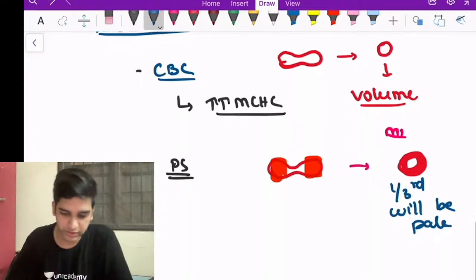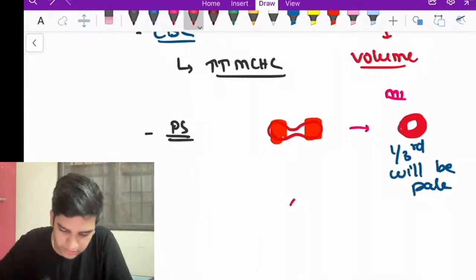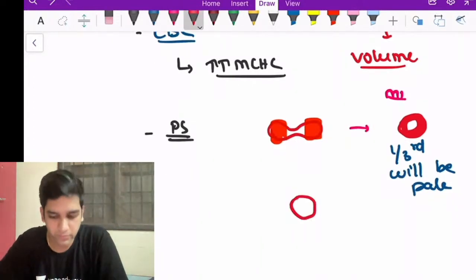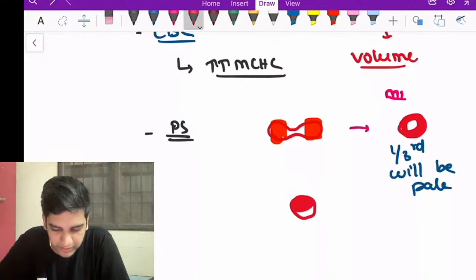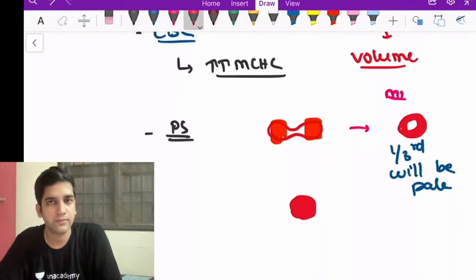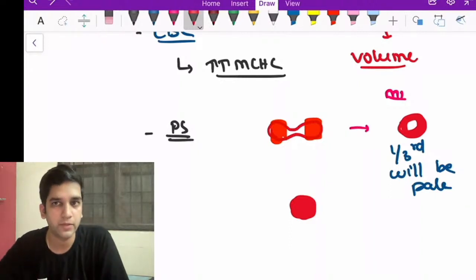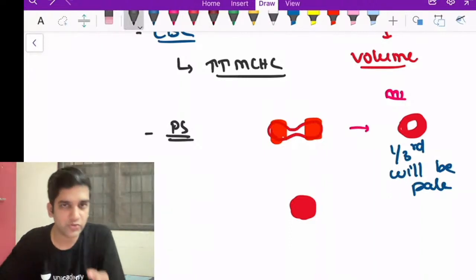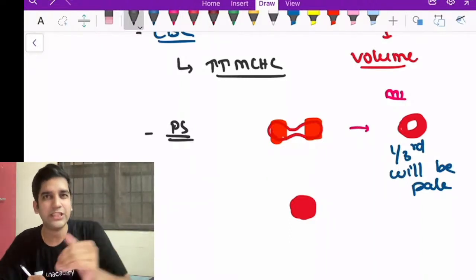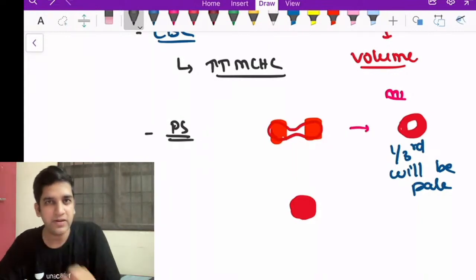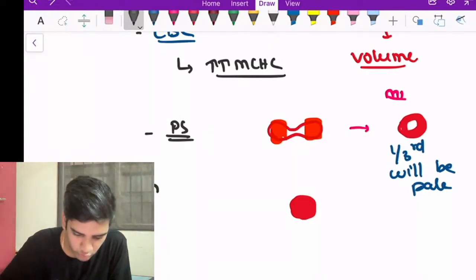Now let's look at the spherocyte. When I'm looking at a spherocyte, there is no biconcave shape. So am I right in saying that it will be uniformly like this? Under a microscope also it will be uniform. The central pallor will be gone. So to identify a spherocyte, I have 3 pointers. All 3 we just saw. I said volume will be a bit smaller, so it will be a smaller RBC.